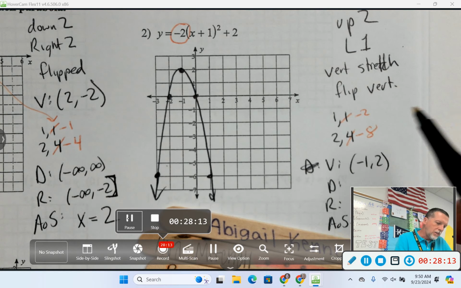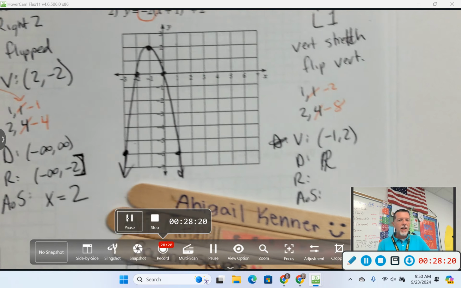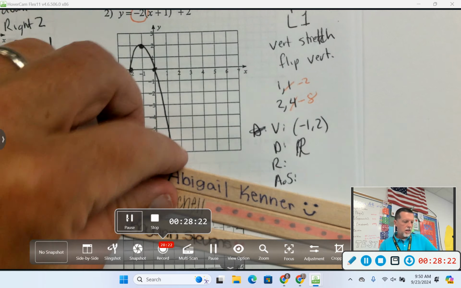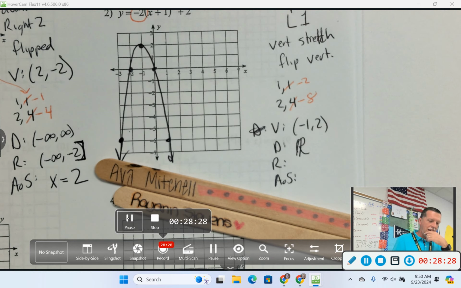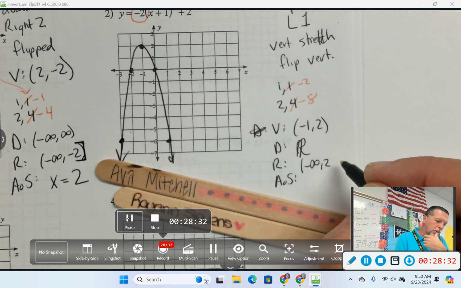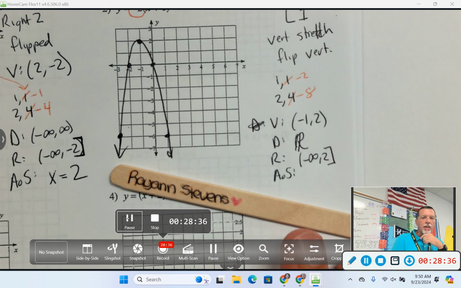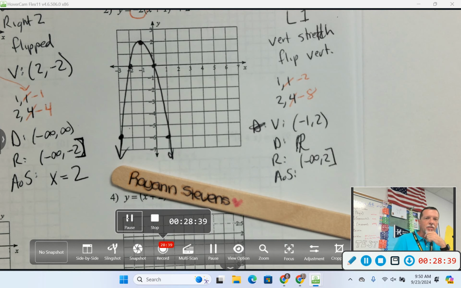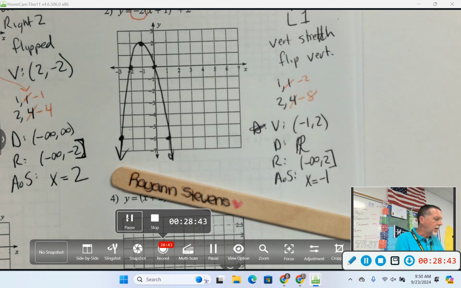Abigail, the domain? All real numbers. All real numbers. So I'll do the fancy R with the extra line through it. Ava, how about the range? Negative infinity up to 2, with the bracket. Yep, good. Keep me from messing up. Ryan, how about the axis of symmetry? X equals -1.